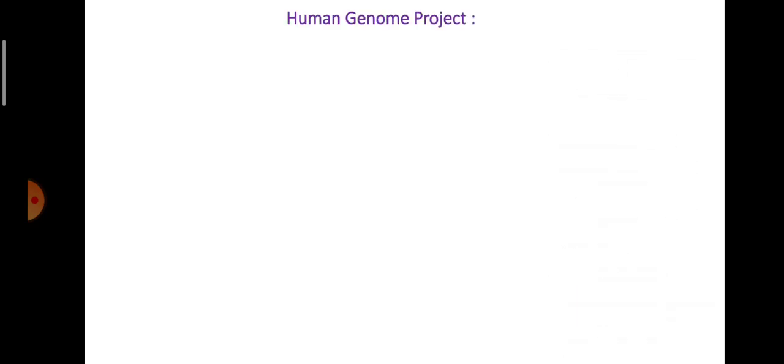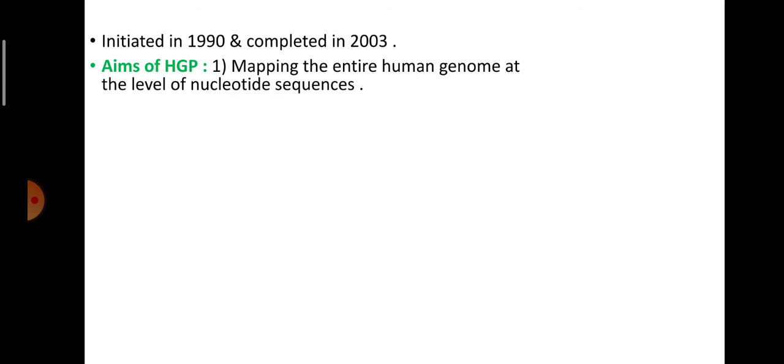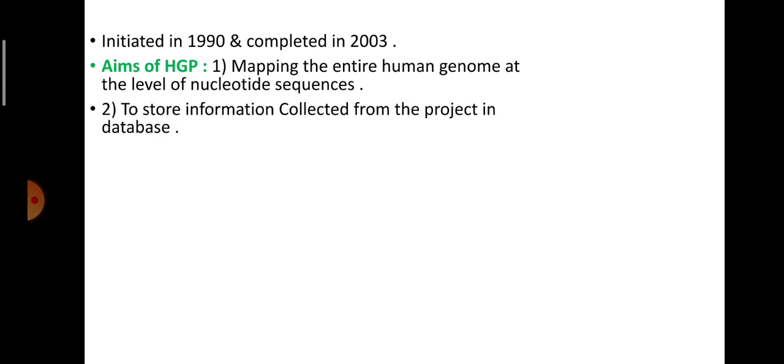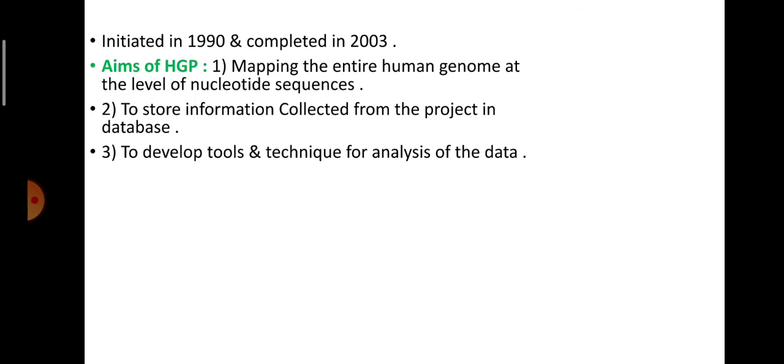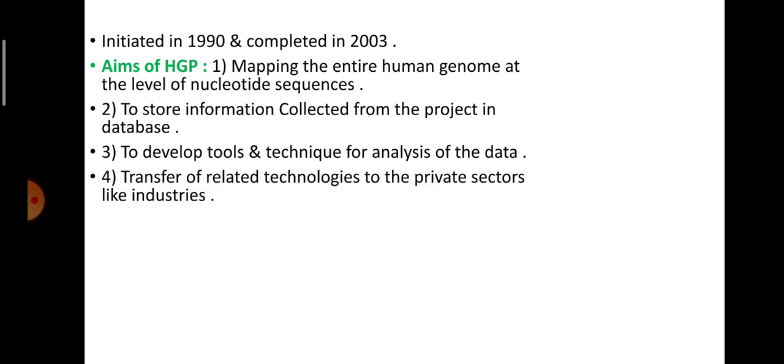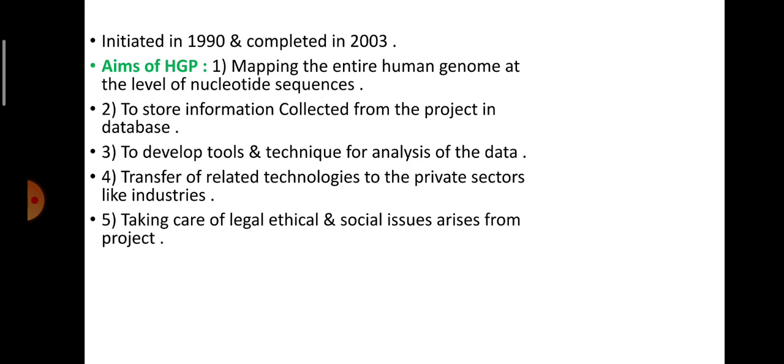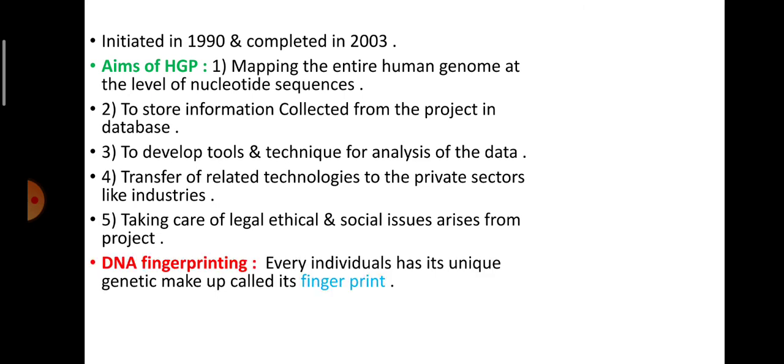Then, Human Genome Project. It was initiated in 1990 and completed in 2003. Aims of HGP: mapping the entire human genome at the level of nucleotide sequences, storing information collected from the project in a database, developing tools and techniques for analysis of the data, transfer of related technologies to private sectors like industries, and taking care of legal, ethical, and social issues arising from the project.